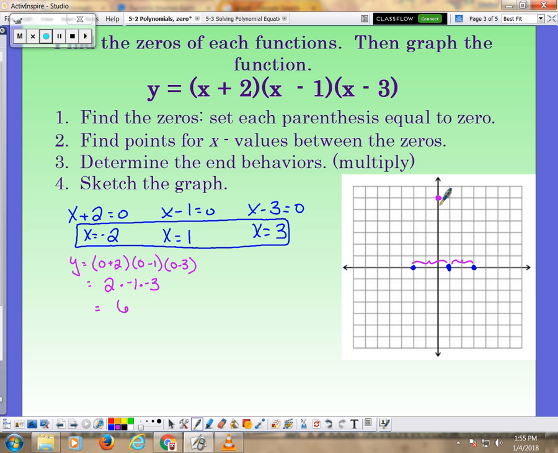Wait a minute. How'd you get 0 plus 2, 0 minus 1, 0 minus 3? Because she plugged in 0. She plugged in 0 for the x. He's right. I plugged in 0 for the x.